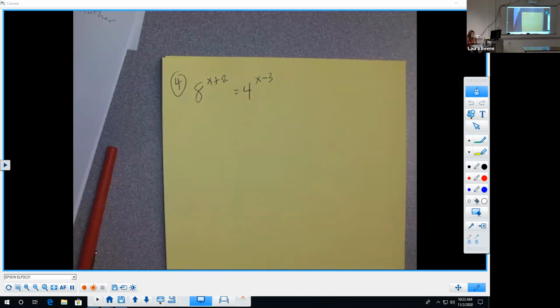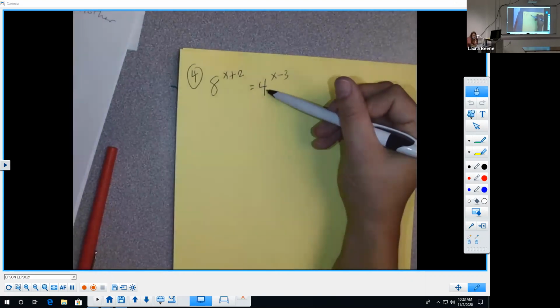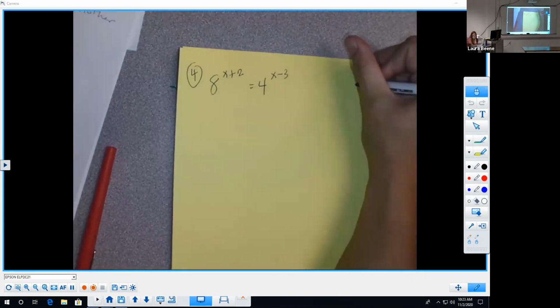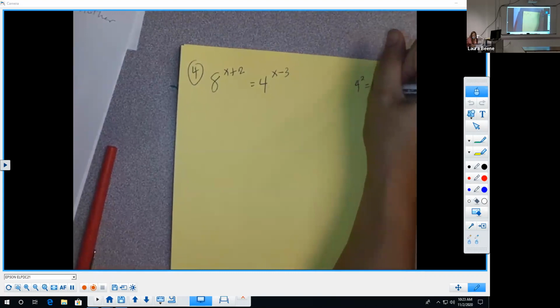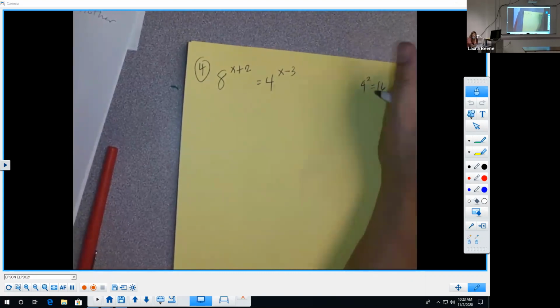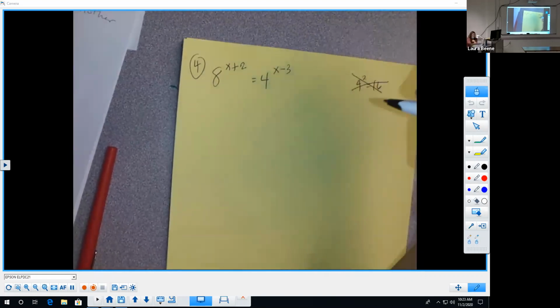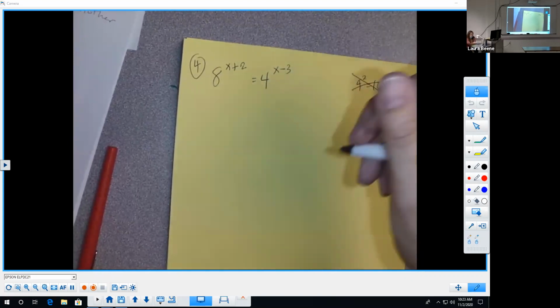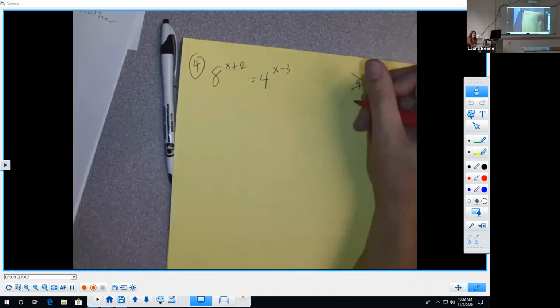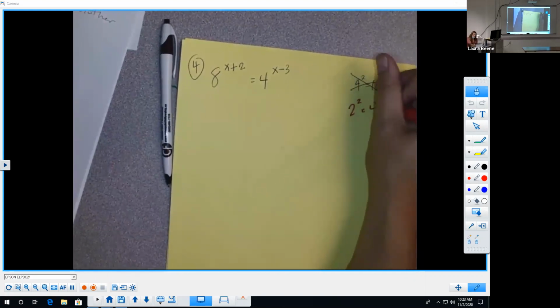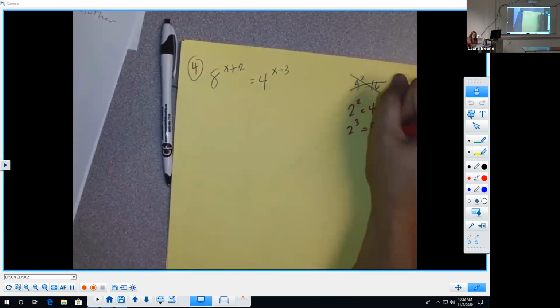Okay, for this one, what base are you turning these both into? If I tried to do 4, can you write 4 as some power to get 8? Like 4 squared is 16. So we can't write them both as a power of 4, but I can write them both as a power of 2, right? Because 2 squared is 4 and 2 to the third power is 8.